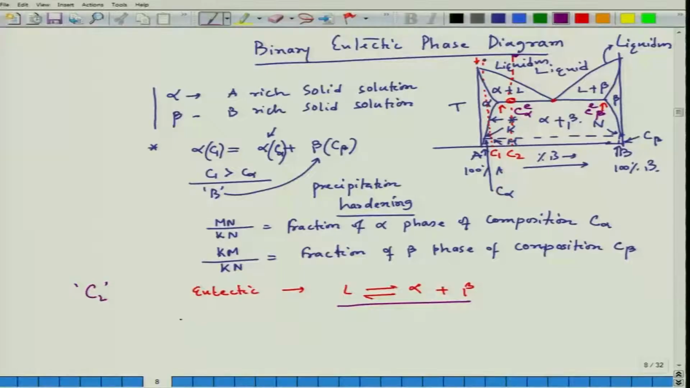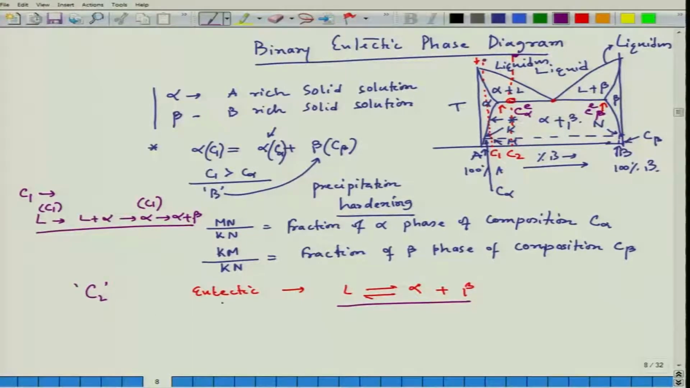Now, in the first case, in the case of C1, if I try to write the sequence of transformation: liquid, then liquid plus alpha, then alpha, then alpha plus beta. And interestingly, all the time we do not have any fixed composition. Here we have the fixed composition C1, but the compositions of liquid and alpha are different, and here also we have a fixed composition which is the same as C1 again, but here also we are changing the composition.